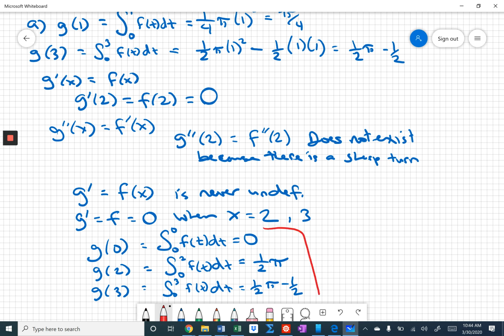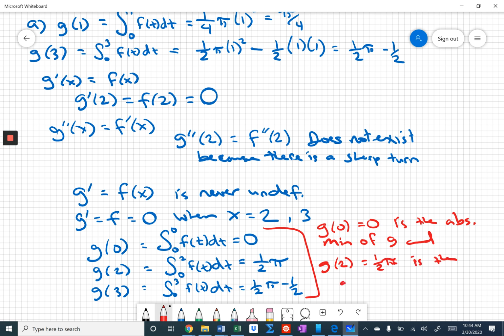So looking at these three numbers here, we can clearly see which one's the max and which one's the min. Half pi minus half is still a positive number, so it's greater than 0, but it's less than half pi. So g of 0, which is 0, is the absolute minimum of g, and g of 2, which is equal to half pi, is the absolute maximum of g.